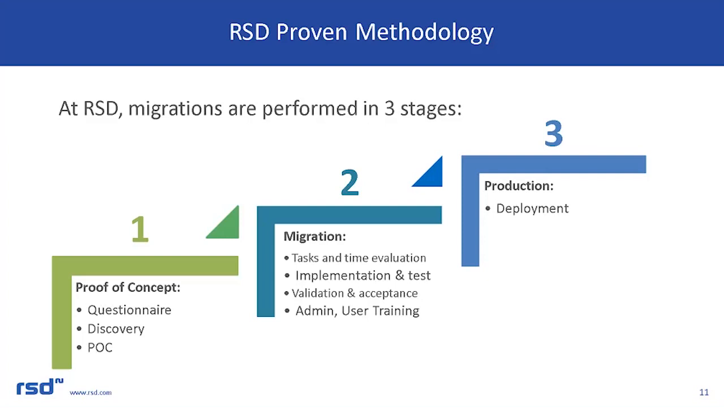So let's go through the proof of concept stage. The first step there is we provide you with a questionnaire to uncover your key customer usage and software requirements. Then in the discovery step, RSD specialists will work with your team to gather detailed information on your current production installation. And then finally, we have a proof of concept where we do a sample migration of a subset of your report definitions and a migration of your view archives.